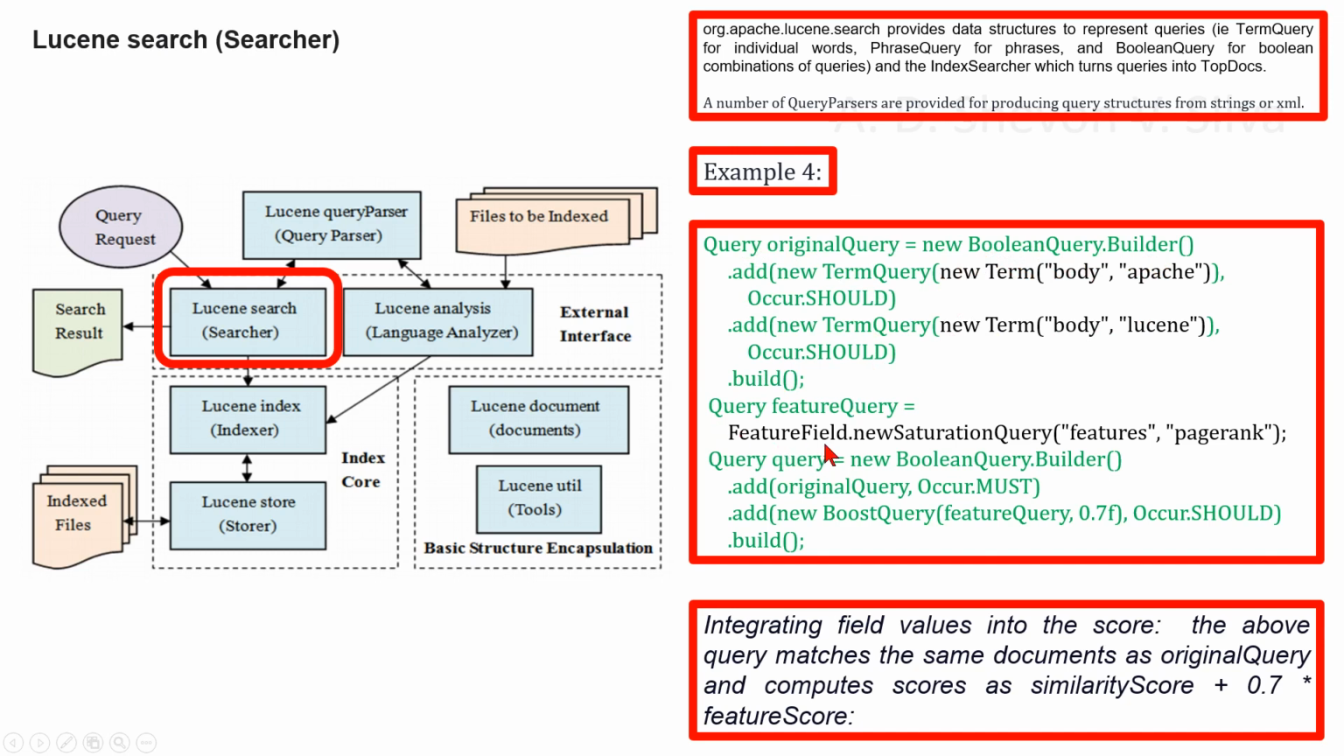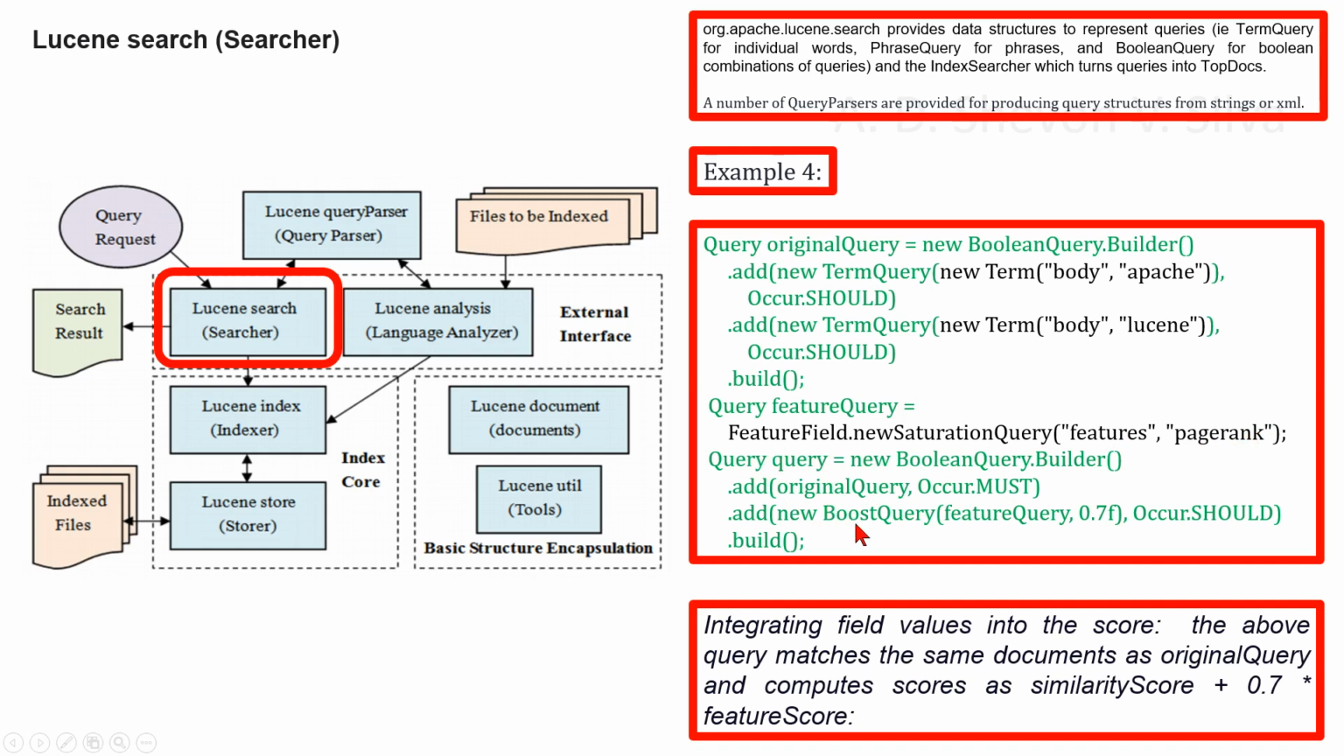Here you can see a FeatureField. This is a field that can be used to store static scoring factors into documents. Here the newSaturationQuery returns a new query that will score documents as weight times a saturation function of the feature value. A reasonably good default pivot value is computed based on index statistics and is approximately equal to the geometric mean of all values that exist in the index. This is the field name and this is the feature name. These are in a different package. Actually, it's in Lucene document.